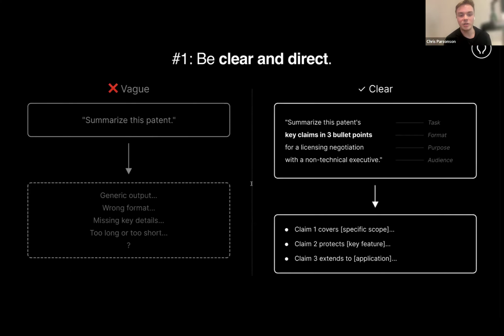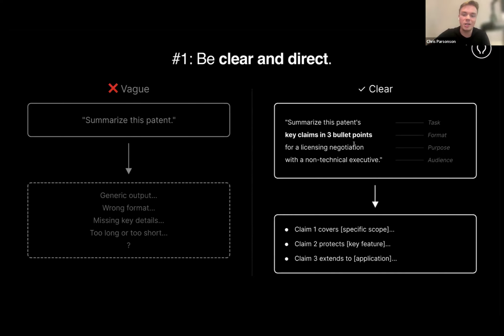So on the left here, you can see an example of a vague prompt. Let's say we've got a patent and we want to summarize it. If you just told an AI model to go ahead and summarize the patent, it might be a quick and dirty prompt, but you're probably going to get generic output. It might be in the wrong format, it might miss some key details. Maybe it's going to be too long, or maybe too short. The AI model hasn't been told what length it should be, so how would it know what length the summary should be?